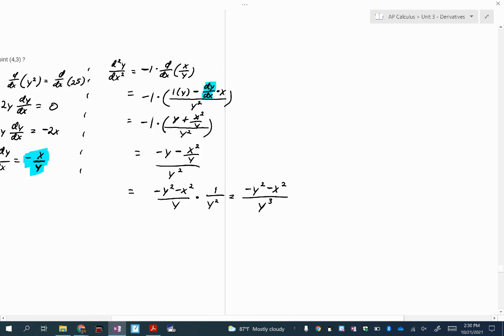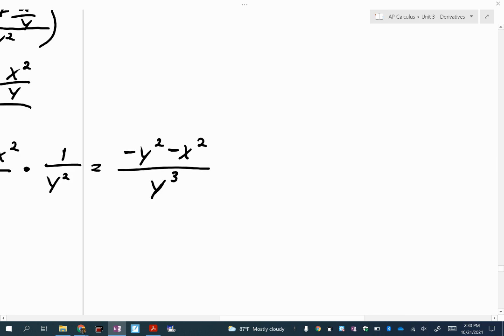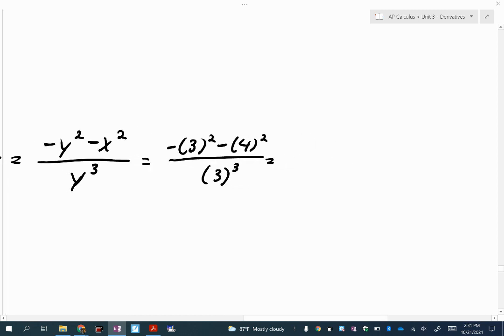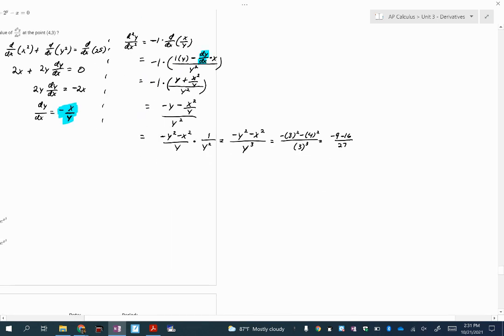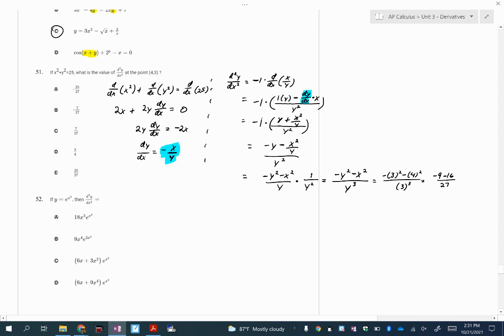We need to plug in (4, 3). So x is 4, y is 3. So the opposite of 3 squared minus 4 squared, all over 3 cubed. So that's going to be negative 9 minus 16 over 27, which is negative 25 over 27. So the answer is A.